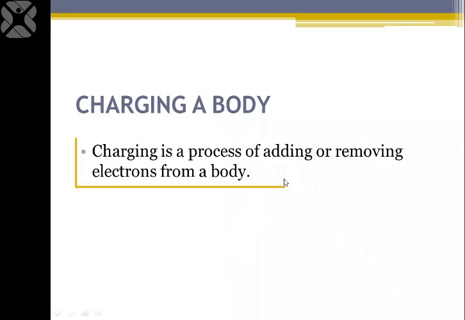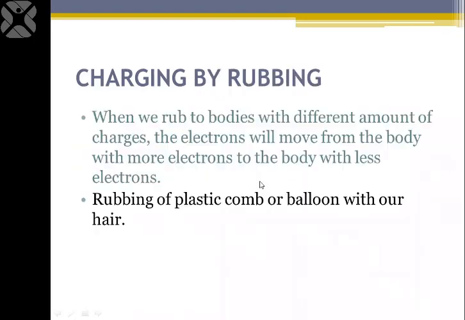Charging is a process of adding or removing electrons from a body. There are two methods of charging a body mentioned in the book. The first method is charging a body by rubbing it with another body. So when we rub two bodies which have different amounts of charge, the electrons move from the more negatively charged body to the less negatively charged body. Or we can say that electrons will move from the negative body to the positive body.